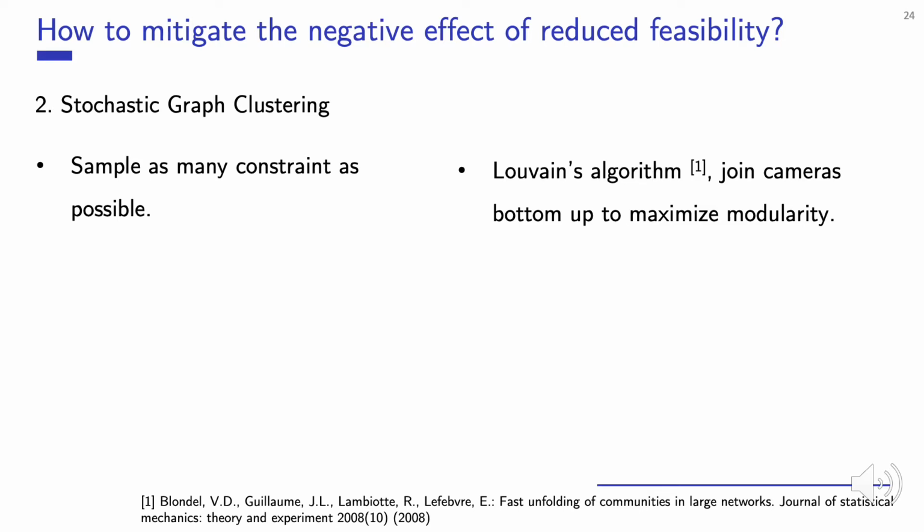The second technique is stochastic graph clustering. We think about how to partition the cameras better. We consider 3 factors. First, we want to sample as many constraints as possible, so that more constraints can be satisfied. We use Louvain's algorithm, which joins the cameras from bottom to up, to contain as many camera connections in clusters as possible. Second, we make the clustering randomized, by joining the camera clusters based on a probabilistic distribution.